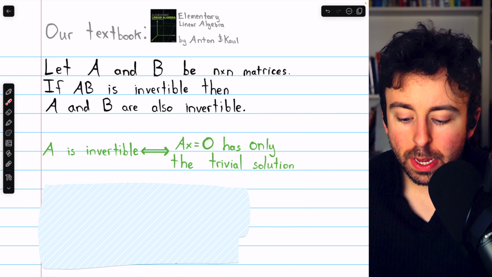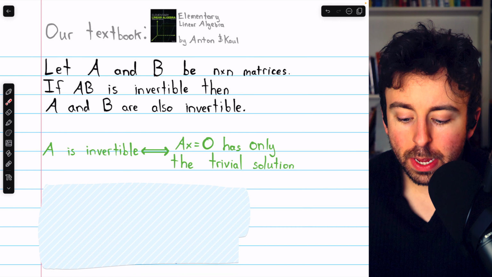Our proof will rely on this equivalence, which we've previously proven. Link in the description. A matrix A is invertible if and only if the homogeneous linear system AX equals 0 has only the trivial solution. So we'll use this for our proof.